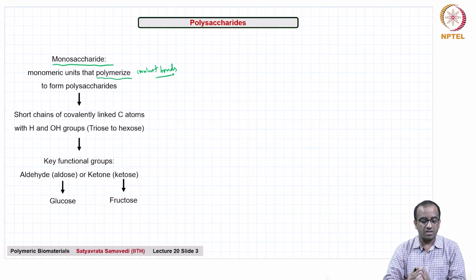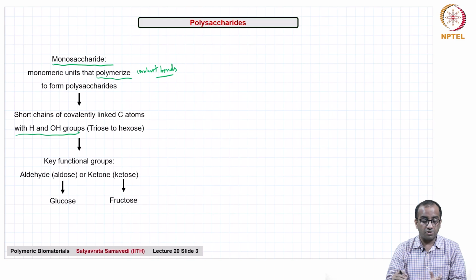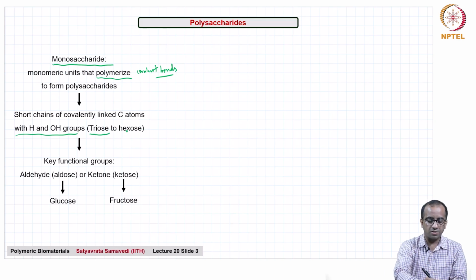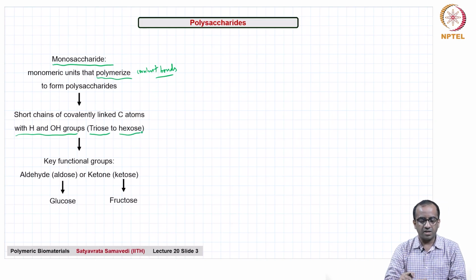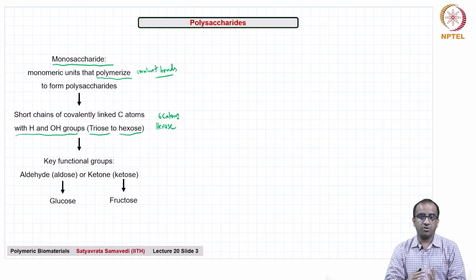Now, typically these monosaccharides are short chains of covalently linked carbon atoms with typically hydrogen and oxygen hydroxyl groups attached to the carbons. And when we say short chains, we are typically talking anywhere from 3 carbons to about 6 carbons or so, triose to hexose. For the purposes of this lecture, we will mostly be focusing on hexose, or the 6 carbon atoms that form these monosaccharides, because it turns out that those are the ones that will be useful for us to make these long chain polysaccharide molecules.